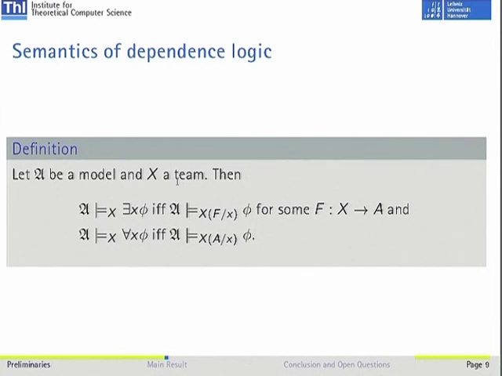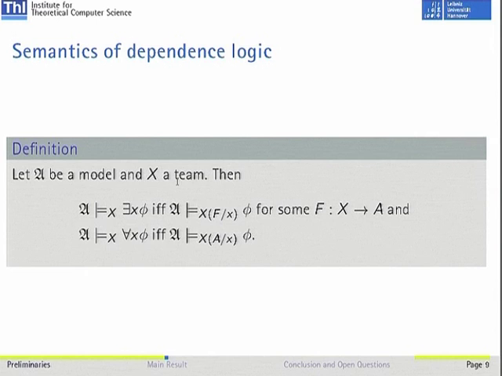Okay, and the semantics of the existential and the universal quantifier is defined in such a way that we say on a structure A and a team X, there exists an X phi is true if and only if for some function, A models phi on the extended team. So there's where this existential quantifier is used. So we say here, there exists a function.